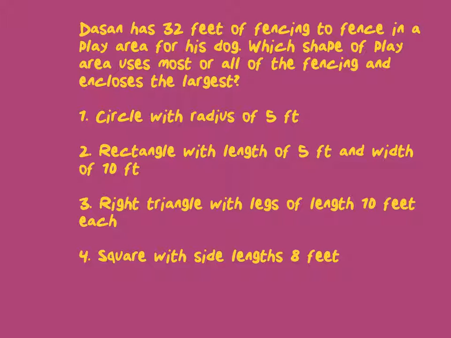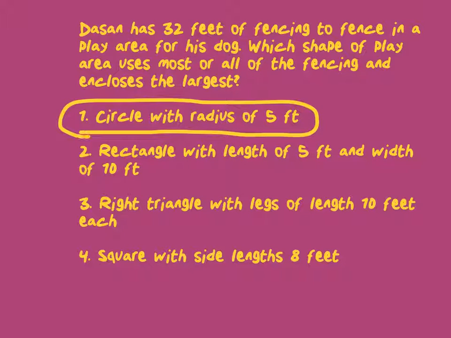All right. Now that you've done all that work to figure out, or hopefully you have done it, the correct answer is answer number 1. The circle with the radius of 5 feet should come up with the largest circumference and the largest area.